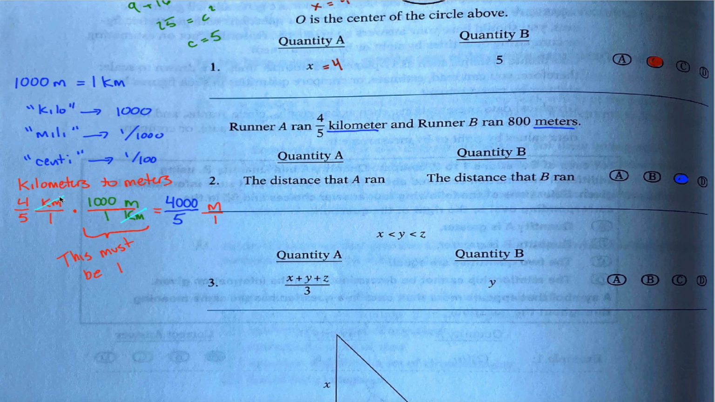What I'm saying is 4/5 kilometers is equal to 4,000 divided by 5 meters. But 4,000 divided by 5, as you can confirm with the calculator, is just equal to 800. So 4/5 kilometers must be the same as 800 meters. Person A ran the exact same distance as person B. The answer to this question is C.